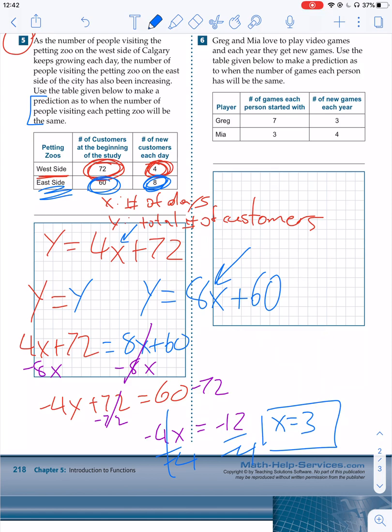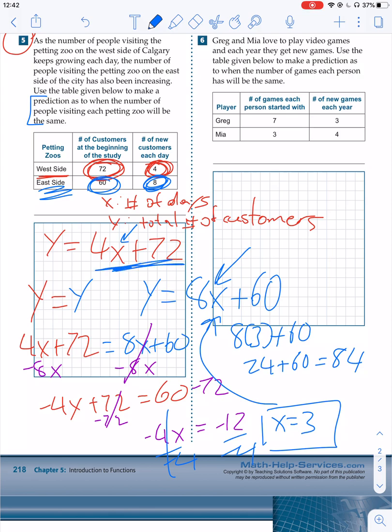So if I plug it in here, my y value will equal 8 times 3 plus 60, which equals 24 plus 60, which equals 84. Now let's see if I get 84 over here. So let's plug in x equals 3 here. This will give me 4 times 3 plus 72, which equals 12 plus 72, which equals 84. Okay, so either way, I'm going to get 84. So this is my point of intersection.